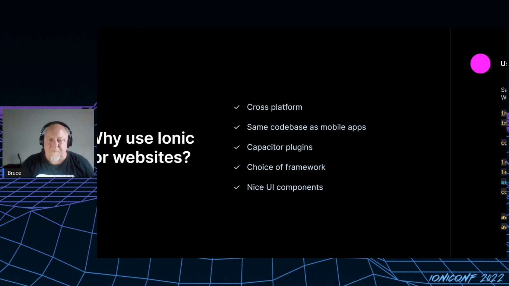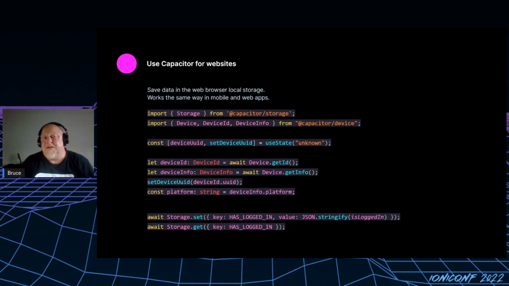So, for instance, I can use Capacitor for websites also, and that's great because I can store things in local storage. I can also query the device to get a unique ID before the person signs up or registers on the website. I can get a unique ID to store some information on the database. It's good for the analytics. So that's a sample code of this.